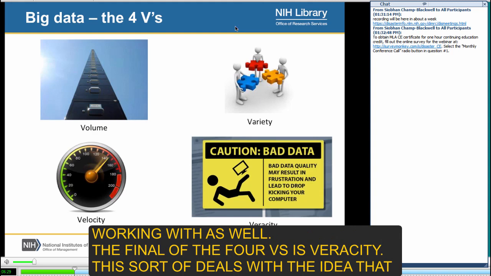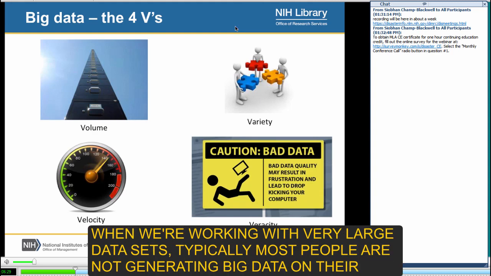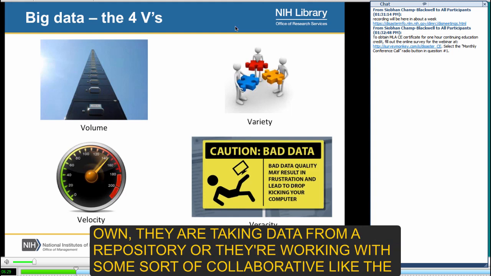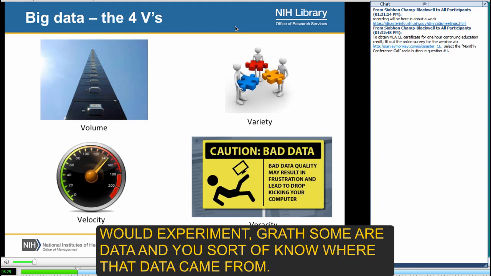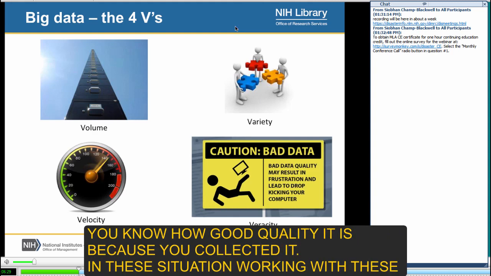And then the final of the 4 V's is veracity. This deals with the idea that when we're working with very large data sets, typically most people are not generating big data on their own. They're taking data from a repository, or they're working with some sort of a collaborative, like I mentioned, the Large Hadron Collider. So it's not like when you would go into your lab back in the traditional days, do an experiment, gather some data, and you know where that data came from. You know how good of quality it is because you collected it.